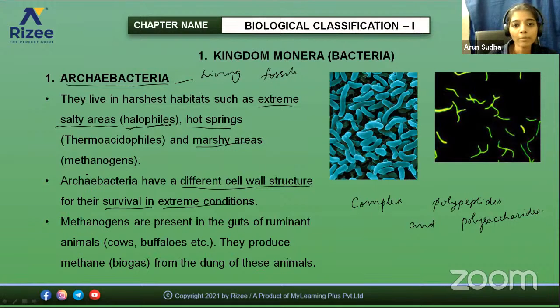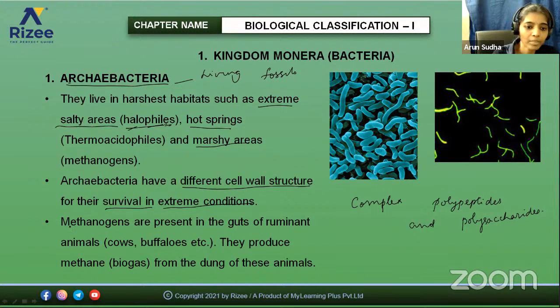So these Archaebacteria are called ancient living fossils, and they have different types of cell structures that differentiate the Archaebacteria from other Eubacteria. That's why they thought of putting it into a different kingdom in that domain area of classification. So they have a different cell wall structure for survival in extreme conditions.